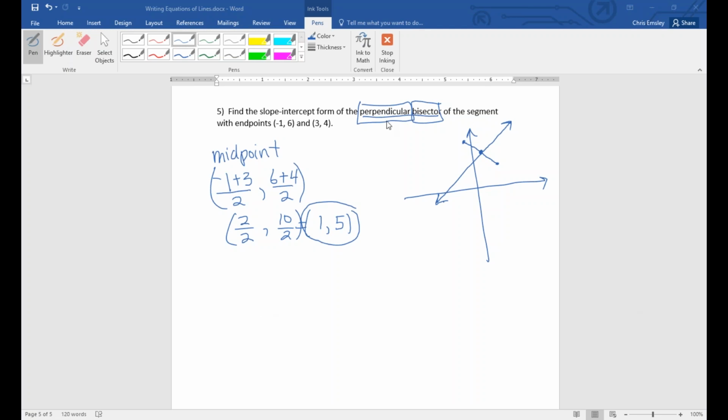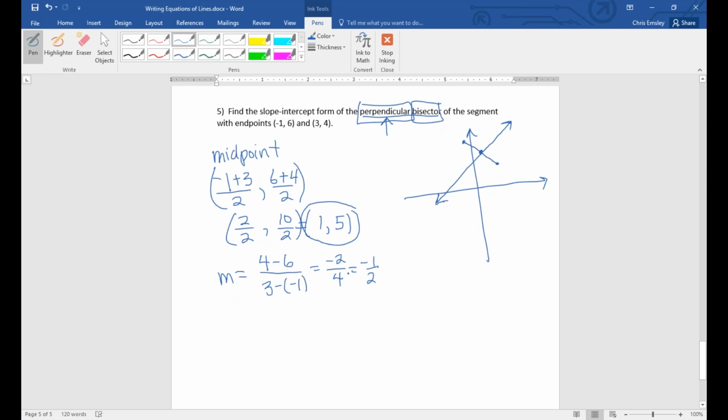But I think what I was saying was perpendicular is the other piece of information that we'll use. And we'll use that to find the slope of this line we're looking for. So first we have to find the slope of the line segment that we were given. Again, that slope formula, y2 minus y1 over x2 minus x1. So we get -2 over 4, or -1/2.